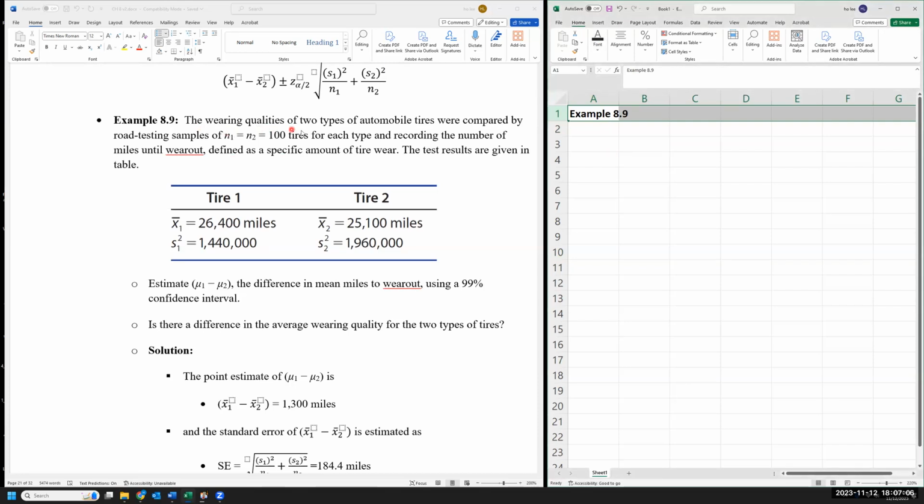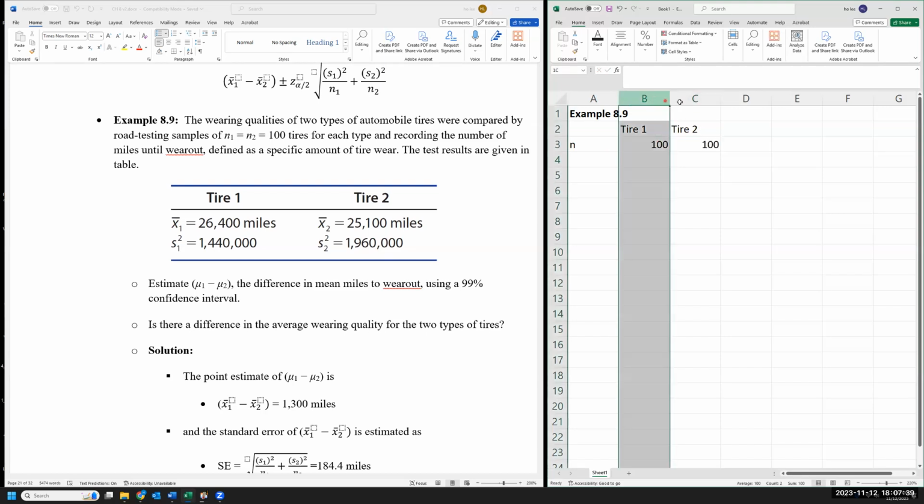The wearing qualities of two types of automobile tires were compared by the road test, testing samples of n1 equal to n2 tires. So basically, they want to know how long these tires from two different companies last. Let's say Bridgestone racing tires versus Michelin racing tires, okay? And they took a sample, let's say tire 1 and tire 2. They took a sample of 100 tires from each company, okay?